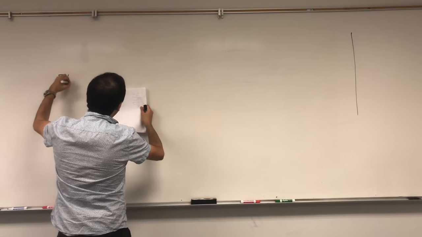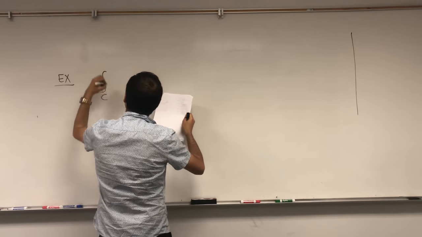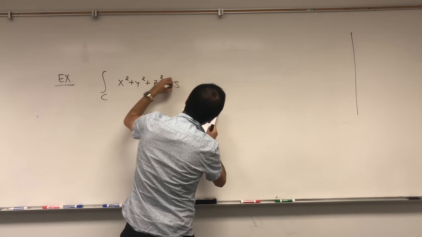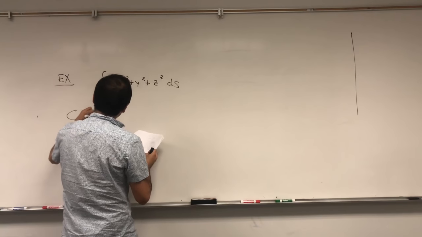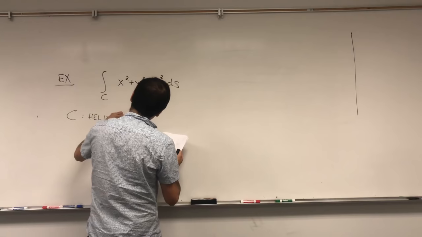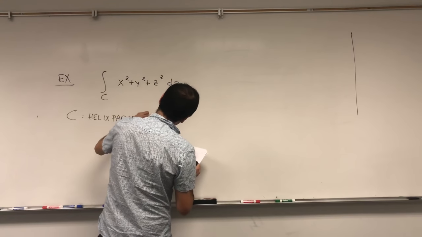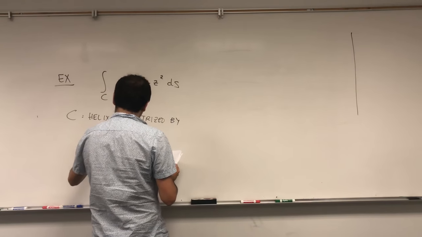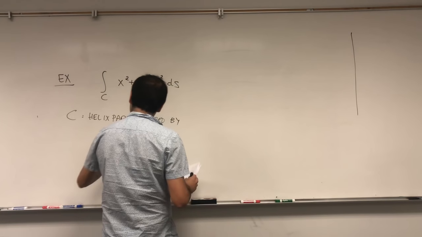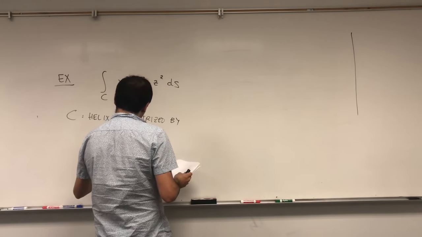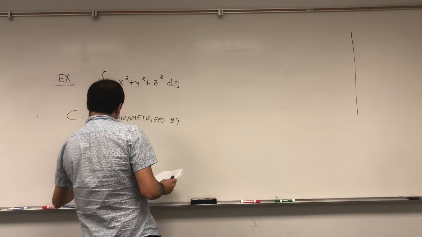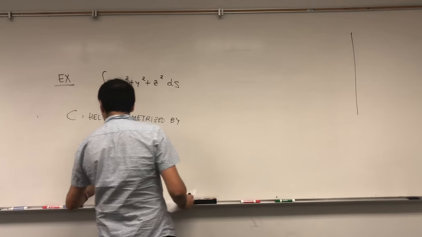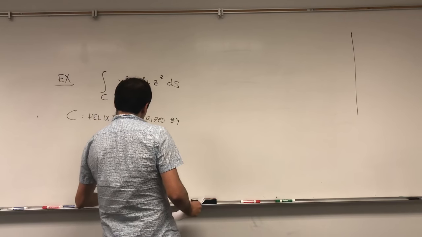So calculate the following. It's called the line integral. The line integral of the function x squared plus y squared plus z squared ds, where C is just a helix parameterized by the following: x of t is just cosine of t, y of t equals sine of t, and then z of t is just t. And we assume it does 3 revolutions, so t is between 0 and 6 pi.